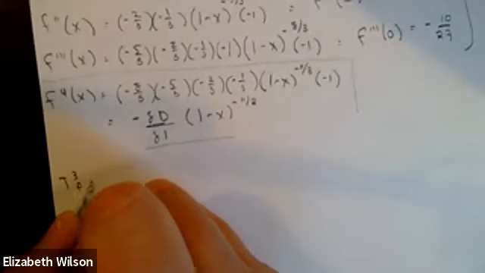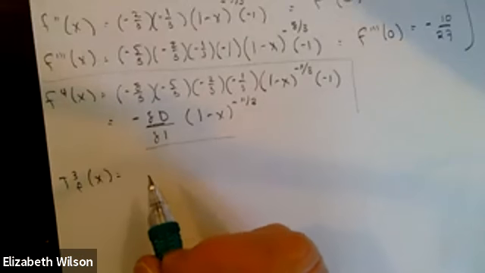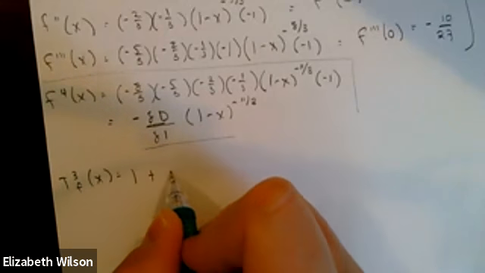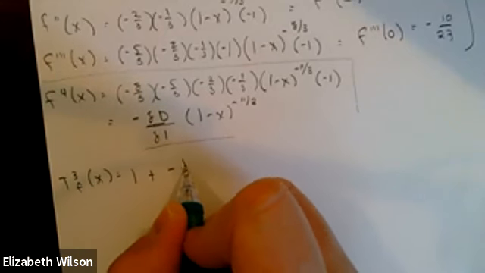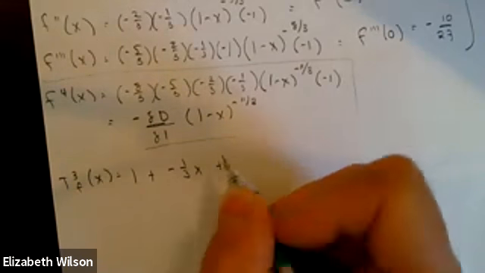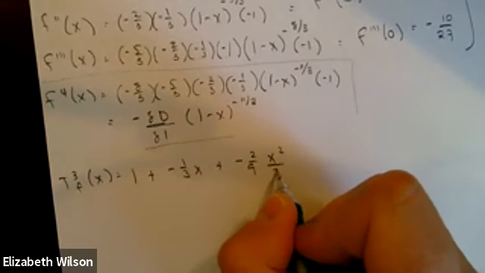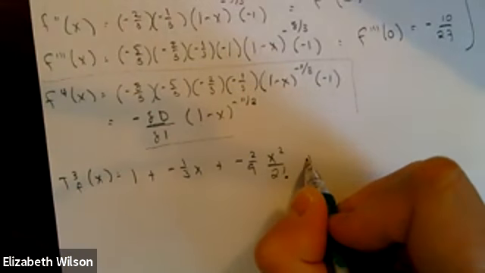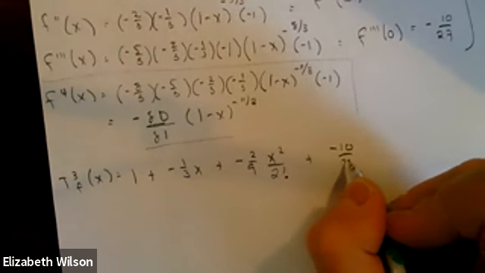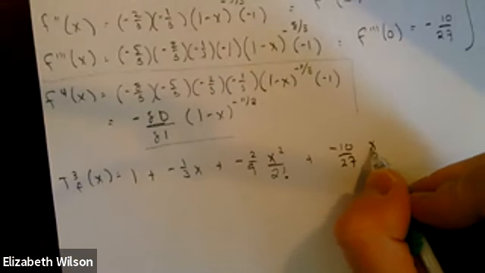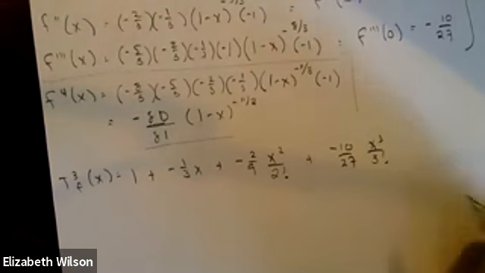So the answer to part A: I'm looking at f of 0 evaluated, 1, f prime of 0, minus 1/3 x, f double prime, minus 2/9 x squared over 2 factorial, plus, oops, sorry, minus 10/27 x cubed over 3 factorial. You can leave it like this, it's totally fine.